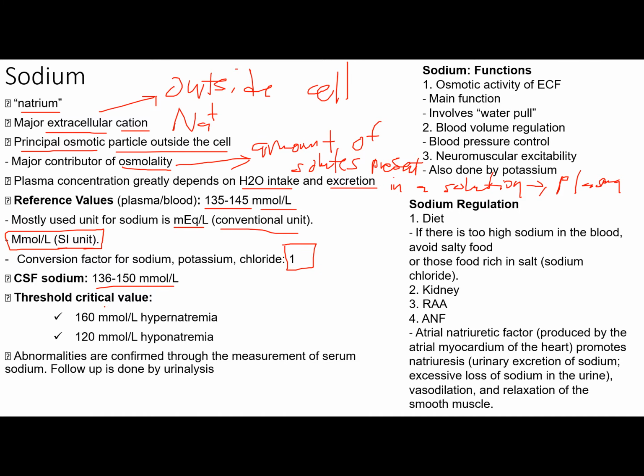Now, there's a threshold critical level. Threshold critical level, pag sinabi mo, this is the level wherein it would be critical or dangerous for a person. So, kapag ang sodium ng tao sa plasma niya is 160 millimole per liter, this is a sign that the patient has increased sodium known as hypernatremia. But if the sodium naman, class, is around 120 millimole per liter, it means that the patient is suffering from hyponatremia. Now, abnormalities are confirmed through the measurement of serum sodium. Follow-up is usually done by urinalysis.